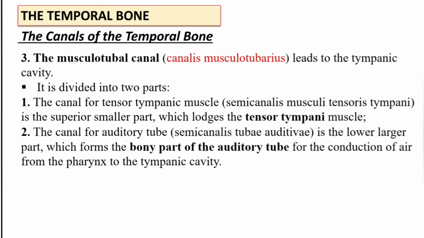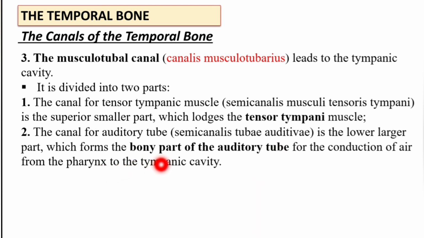The last canal is the musculotubal canal. I told you about this. Canalis musculotubarius leads into the tympanic cavity. It's divided into two parts: the canal for the tensor tympani muscle, semicanalis musculi tensoris tympani, which is the superior and smaller part that lodges the tensor tympani muscle. The canal for the auditory tube, semicanalis tubae auditivae, is the lower and larger part, which forms the bony part of the auditory tube for the conduction of air from the pharynx to the tympanic cavity.